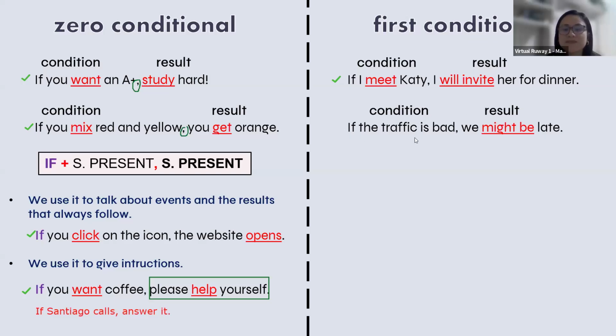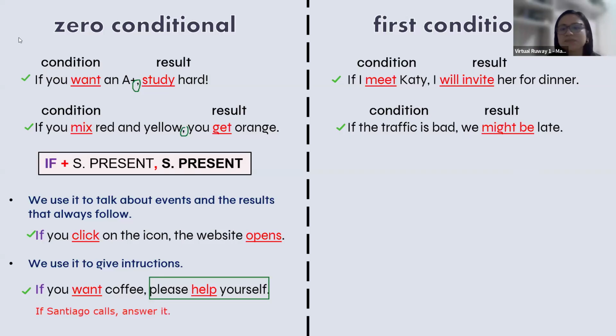Other example. If the traffic is bad, we might be late. Si el tráfico es malo, podríamos estar tarde. Might be late. Good. Estamos viendo un resultado a futuro, un resultado real, un resultado que puede pasar, right? Pero es un resultado de otras probabilidades que pueden haber. Eso es el first conditional, right? Mencionamos una situación real, una situación que todavía no ha pasado, right? Y vamos a mencionar su probable resultado también. Un resultado que puede ser real a futuro.